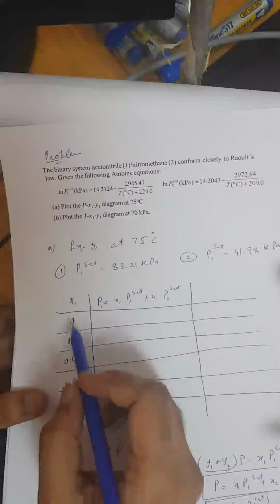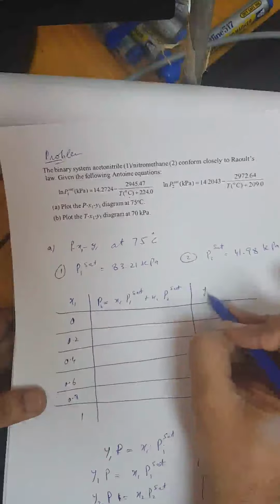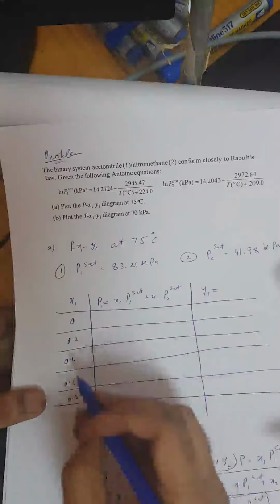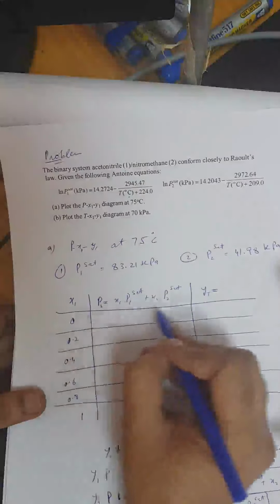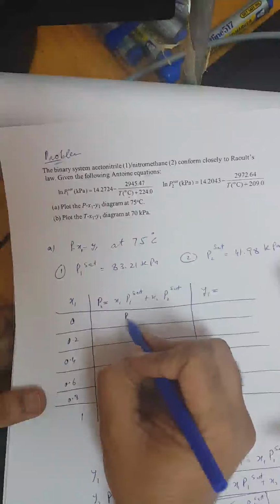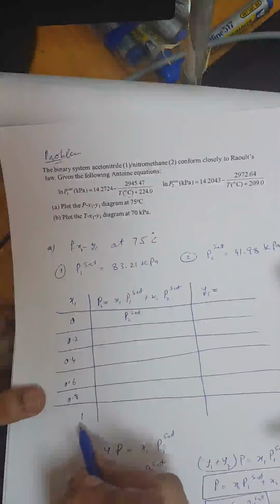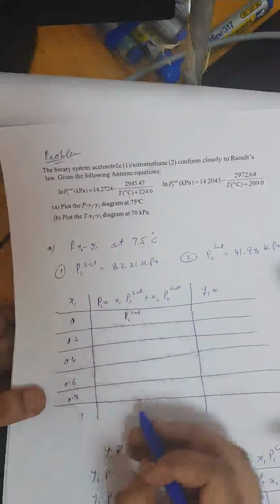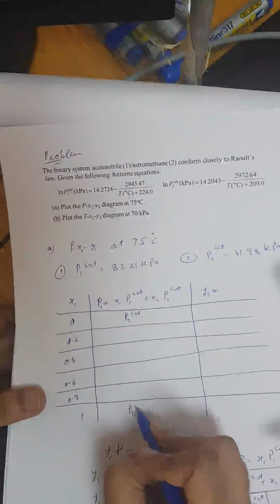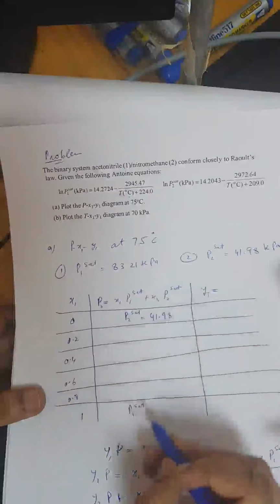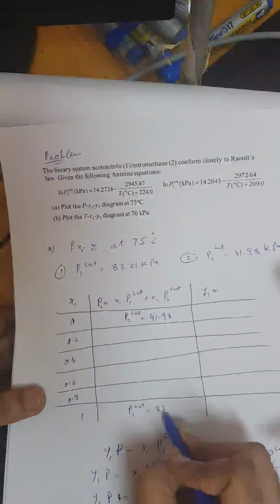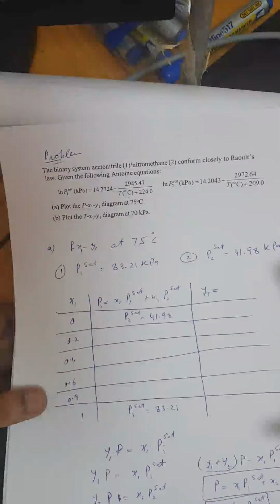So we need to plot x, P, and y. Let's see, if x1 is 0, it means x2 is 1. So P will be P2 set. When x1 is 1, x2 will be 0, so P will be equal to P1 set. We already know P2 set is 41.98 and P1 set is 83.21. In between we can just plug in the values.